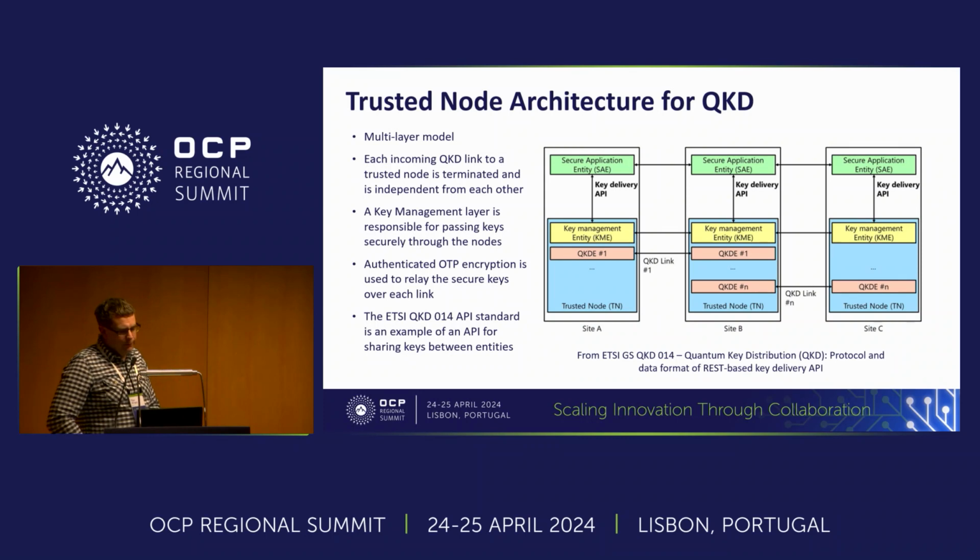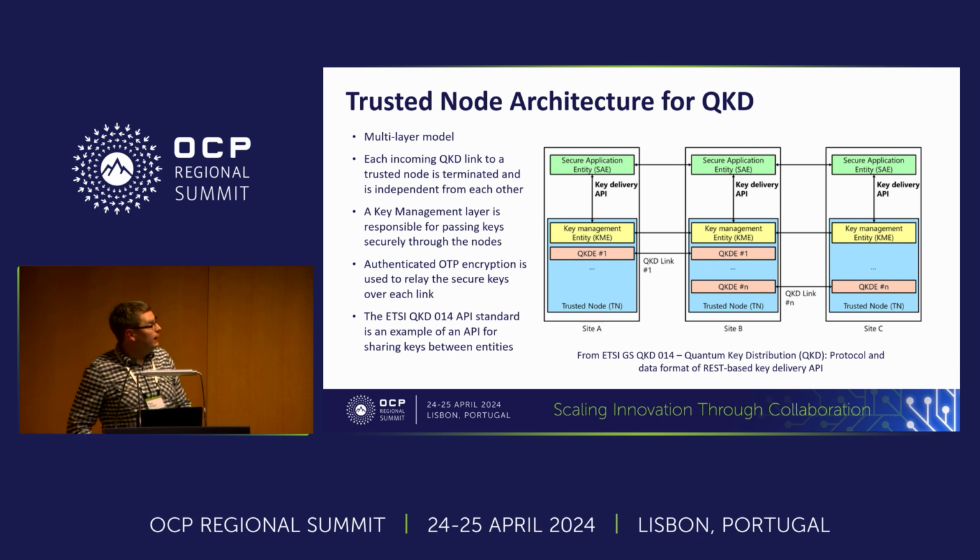So the trusted node model for QKD can be seen as a multi-layer model. In this, we have separate QKD systems linked together, which are linking together adjacent trusted nodes, and each is independent from one another. They're point-to-point systems. And they keep building up caches of secure key material, and we can use this for transmission of data securely over those corresponding links.